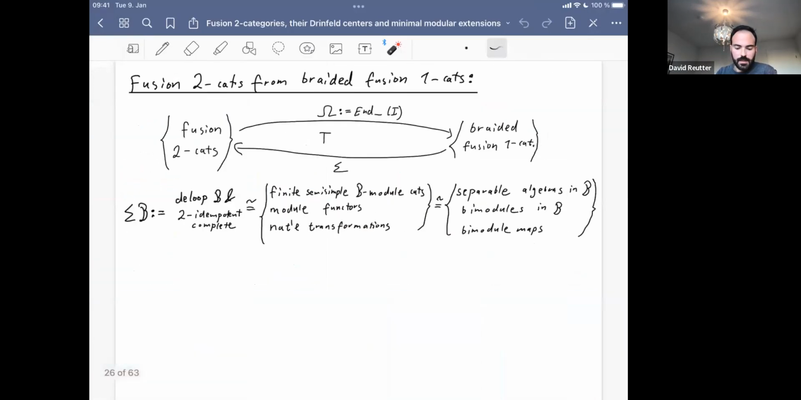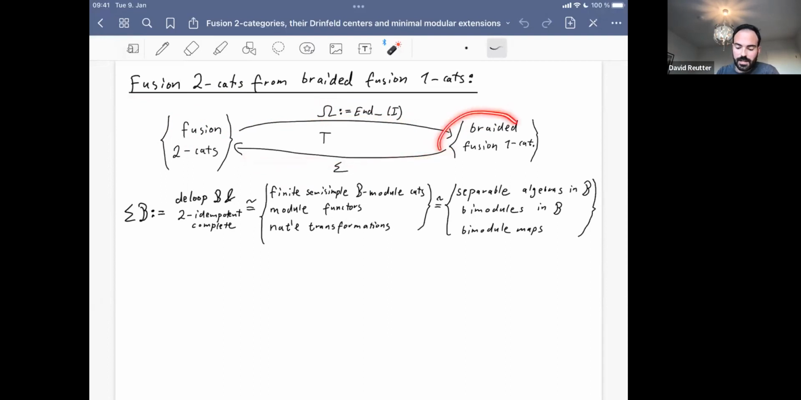Okay. So let's look a bit at the comparison between fusion two categories and braided fusion one categories. Whenever I have a fusion two category, or in fact, whenever I have a monoidal two category, I can look at the endomorphisms of the tensor unit. And that forms a braided fusion one category. So I have a map which takes a fusion two category and maps it to a braided fusion one category. I'm going to denote this map, just as notation, as omega. I think of it as a sort of non-invertible loop space, right? It takes the endomorphisms of the tensor unit. And it turns out that this map has a left adjoint.